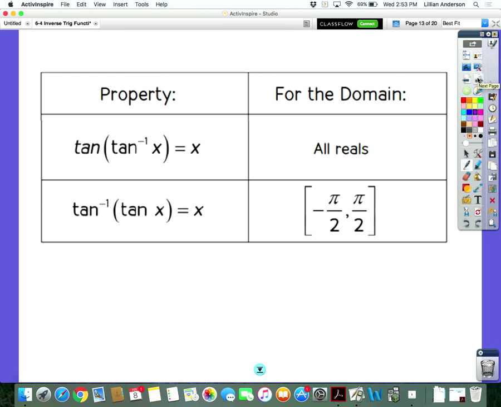So, just like the other ones, when you take the tangent of tangent inverse of x, it only works if it's all real numbers, so there's no restriction on that. It just has to be real. But when you take the inverse tangent of the tan of a value, that value has to be in between this interval. And correction, make sure that these are parentheses, because they're not included.